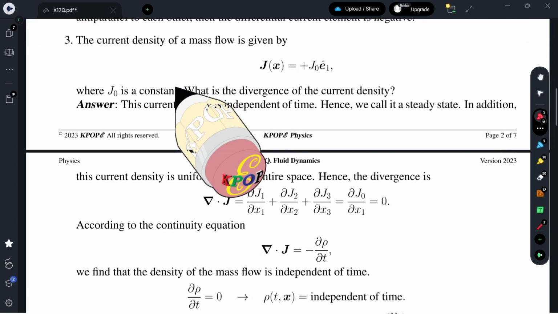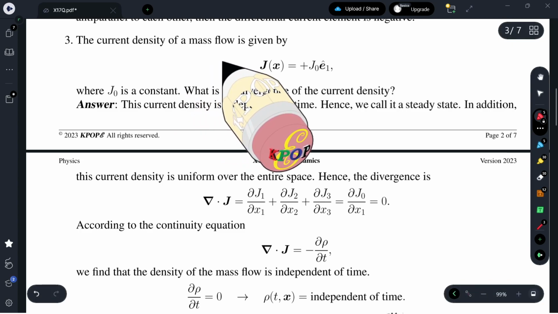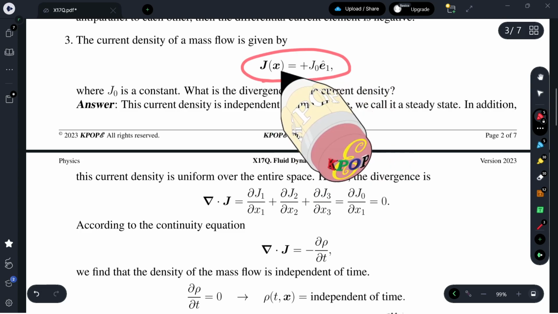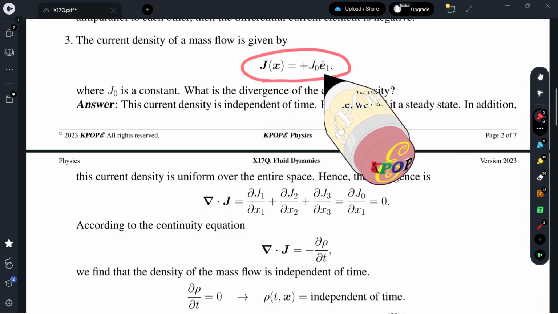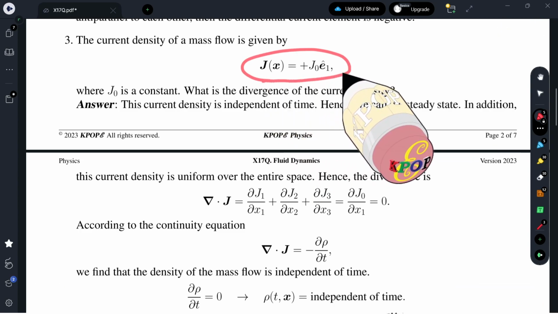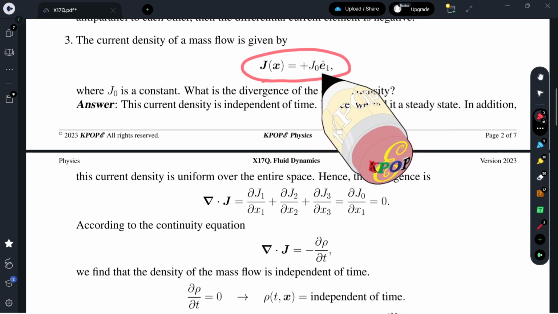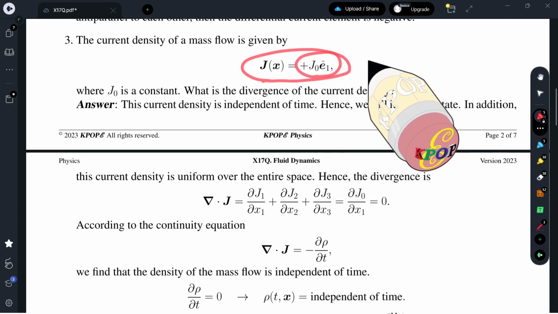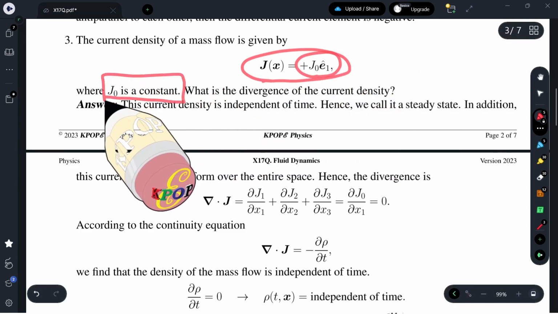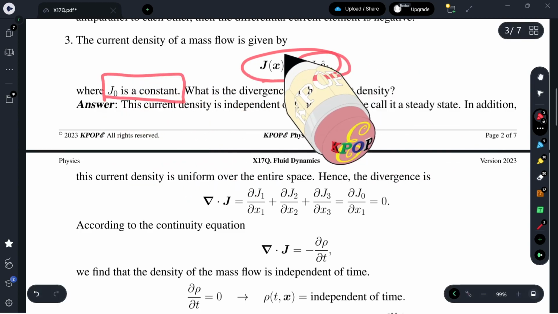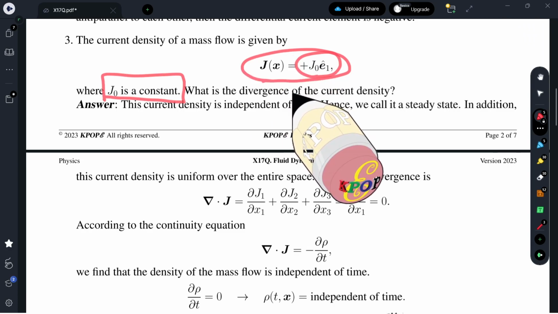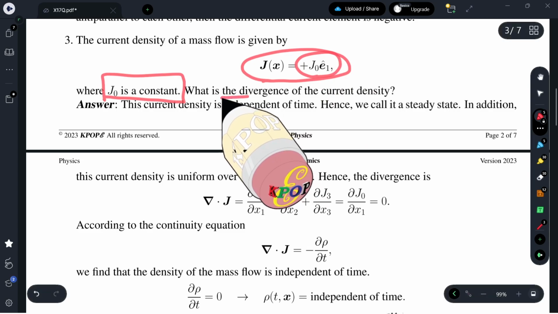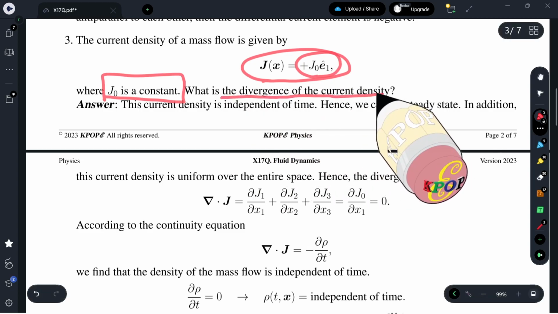The current density of a mass flow is given by this. As you notice, this vector field does not contain y and z components, and it has only a single component. In addition, because J1 is a constant, this field is uniform all over the space. What is the divergence of the current density?